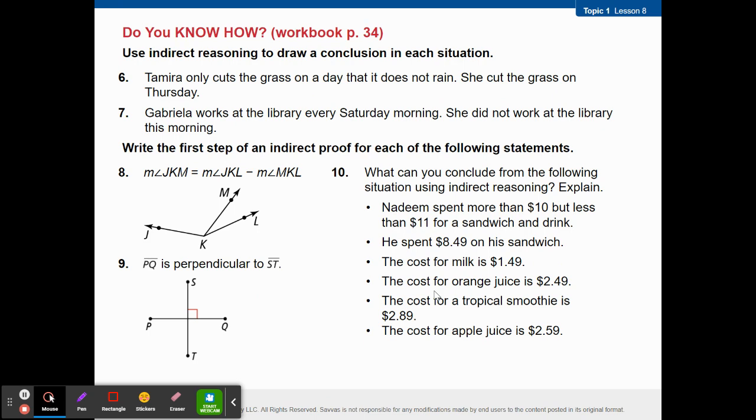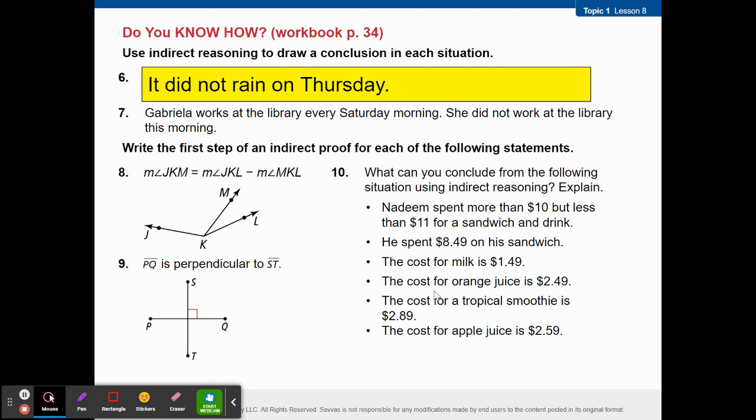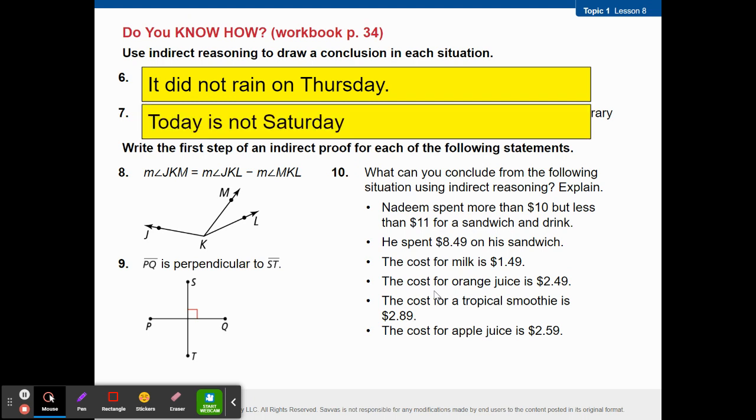All right, let's talk about these. Looking at the first one: Tamara only cuts the grass on a day that it does not rain. She cut the grass on Thursday. What does that mean? It was not raining on Thursday. Very good. Gabriella works at the library every Sunday morning. She did not work at the library this morning. Who would like to give me that one? It was not Sunday. Make sense? Pretty simple? Okay.